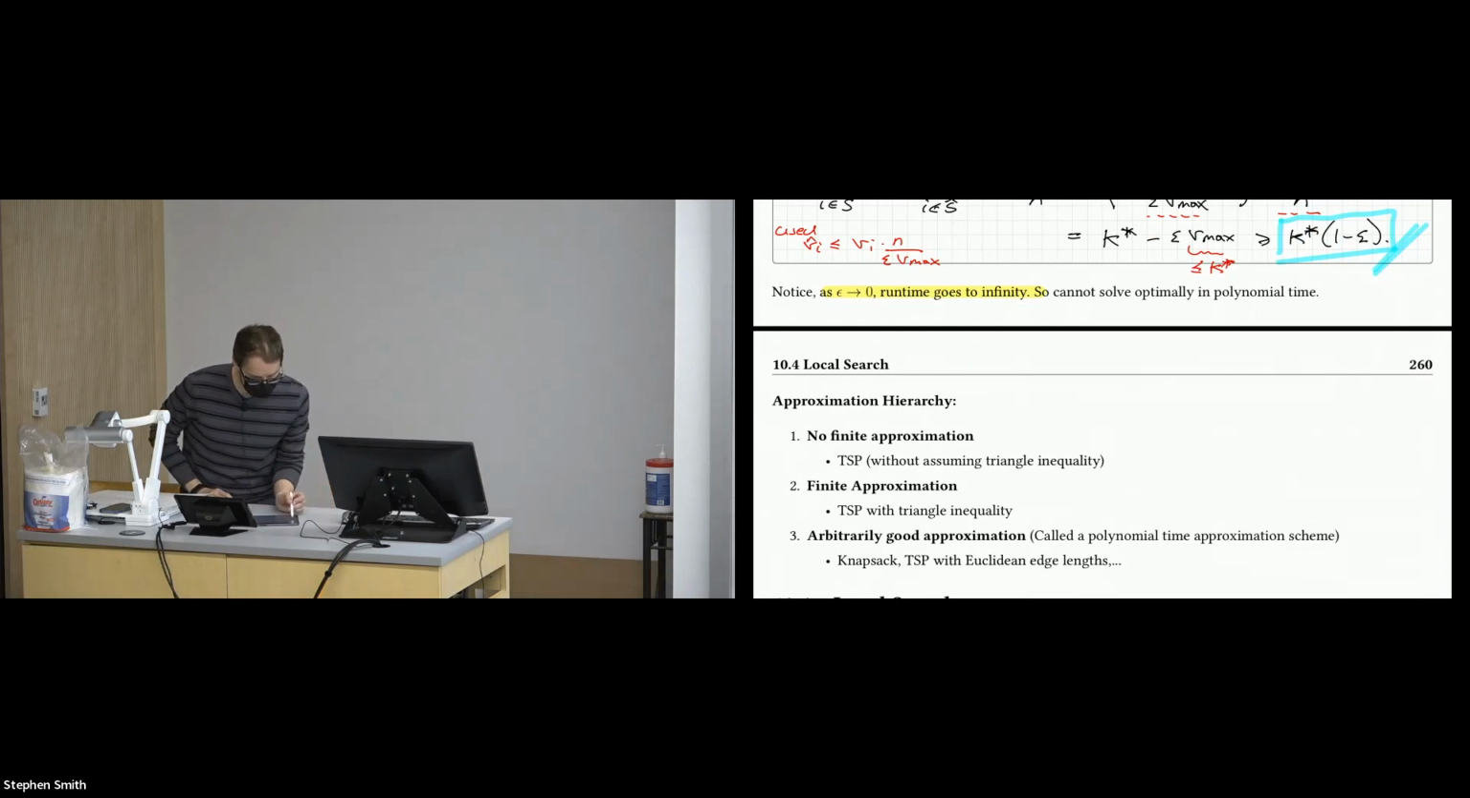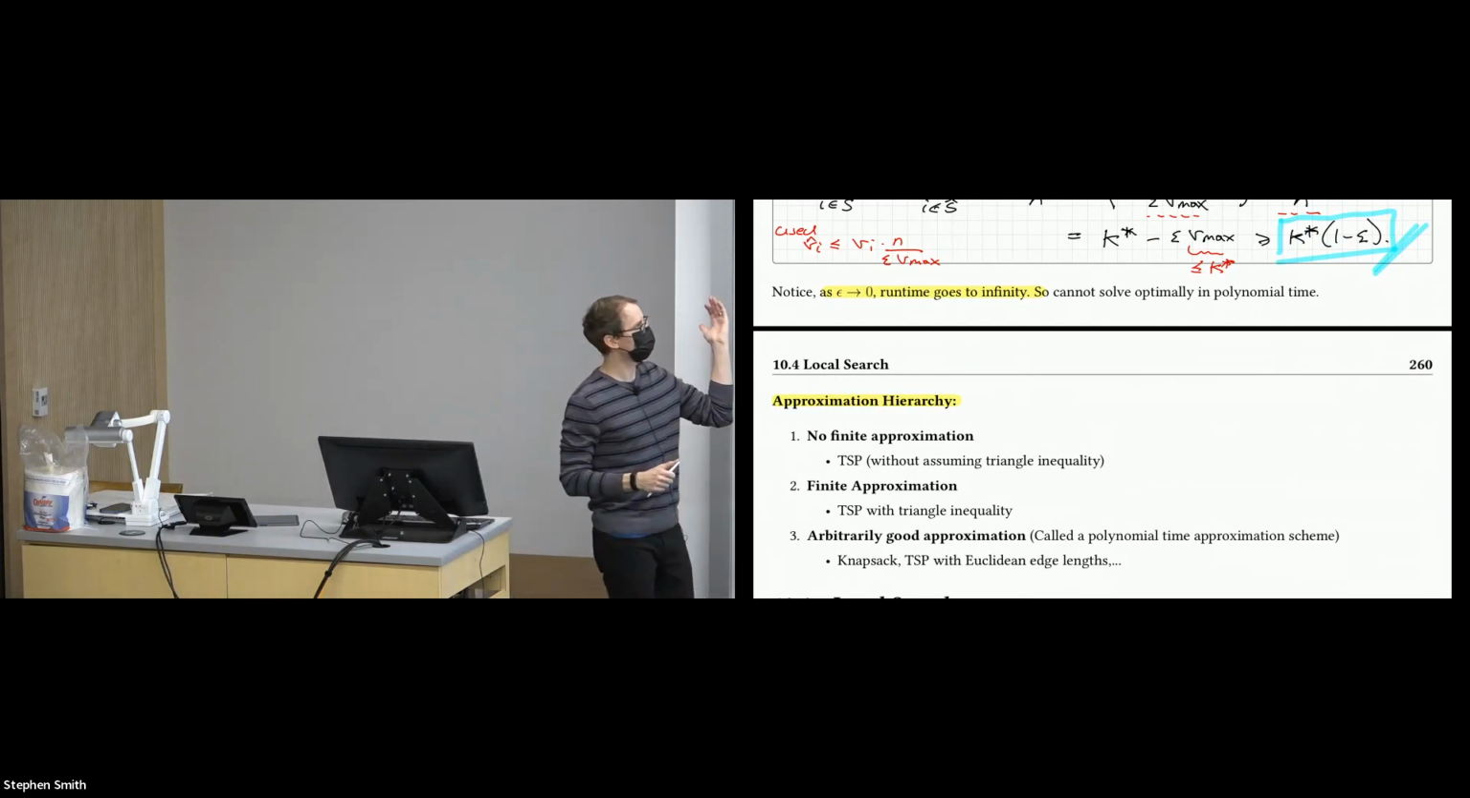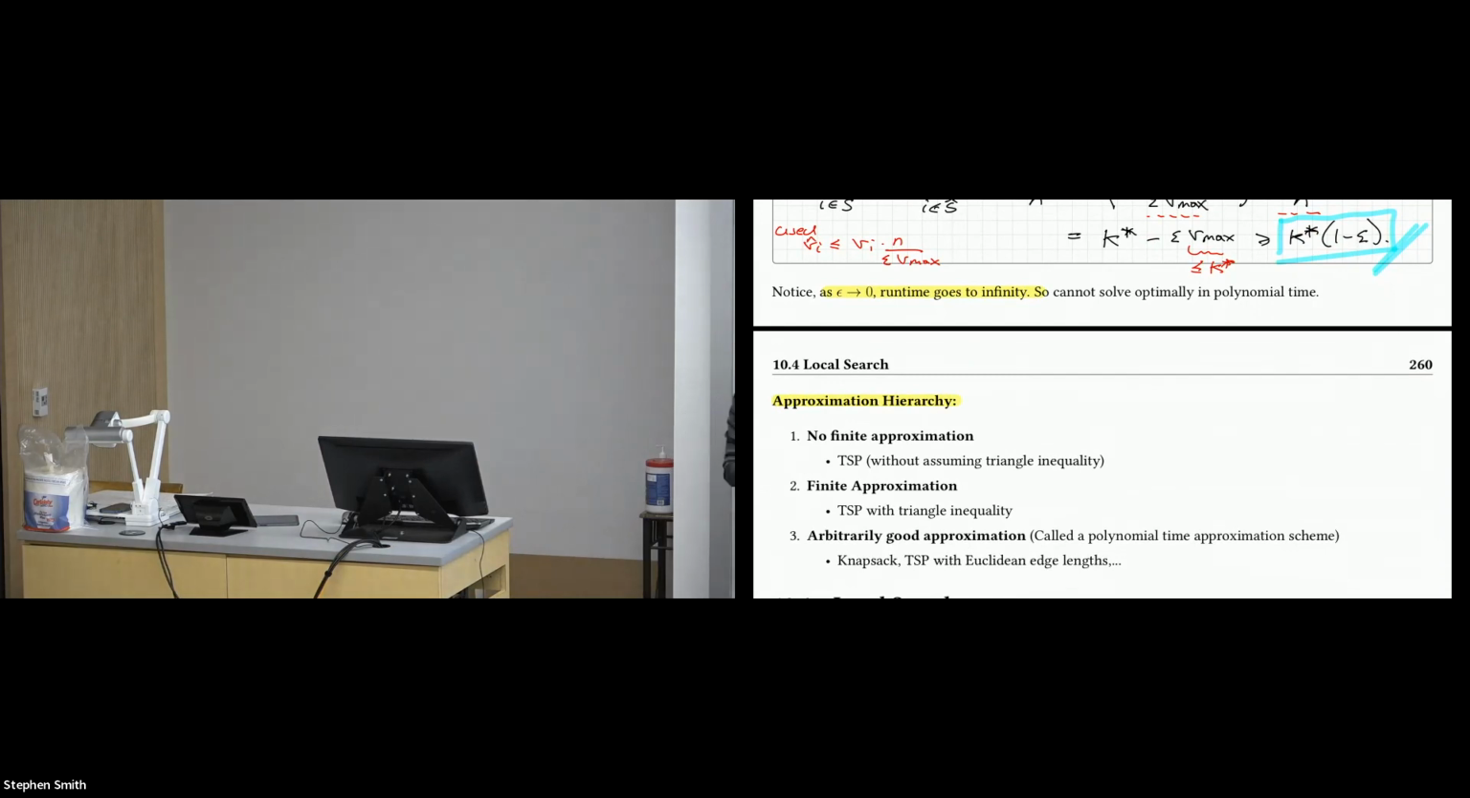And so there's this interesting, what we call an approximation hierarchy. There are problems for which there's no finite approximation. TSP without triangle inequality is an example. There are ones for which there's a finite approximation. TSP with triangle inequality was a good example where we got a 2-factor approximation. And then there are these problems that have an arbitrarily good approximation. This is called a polynomial time approximation scheme.